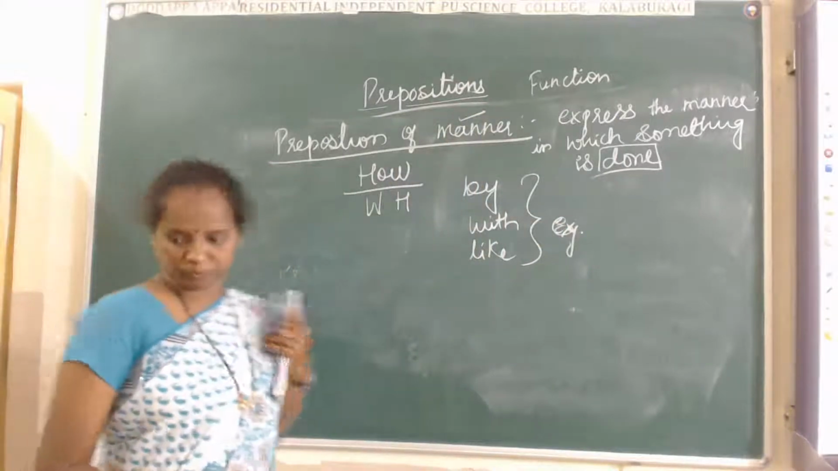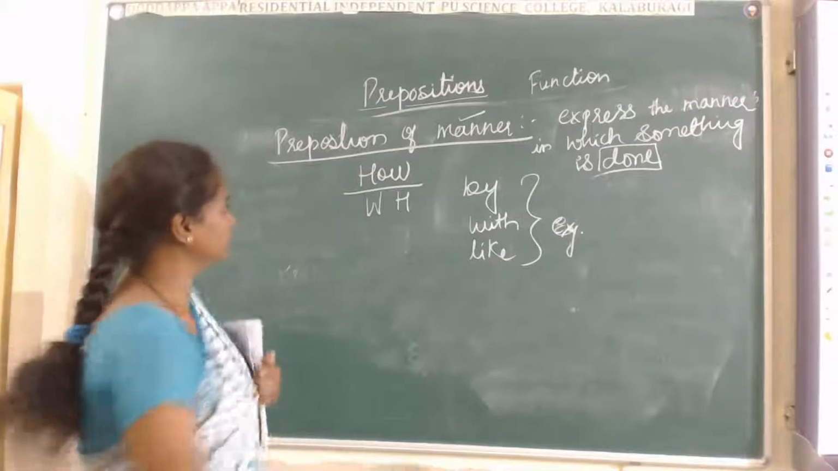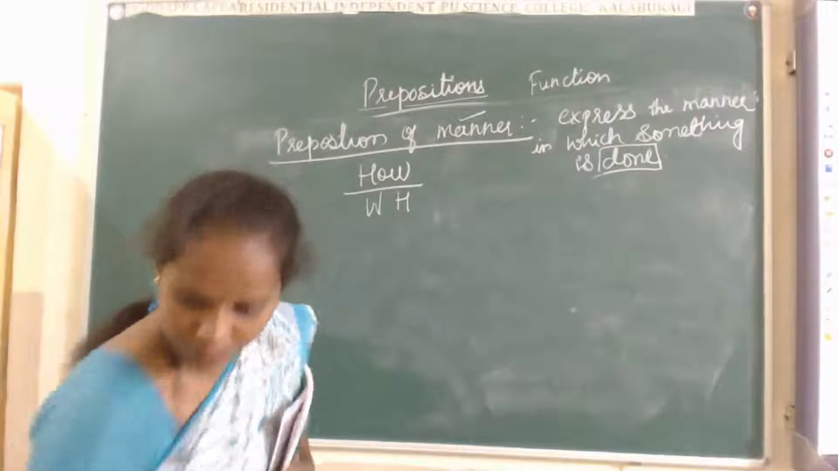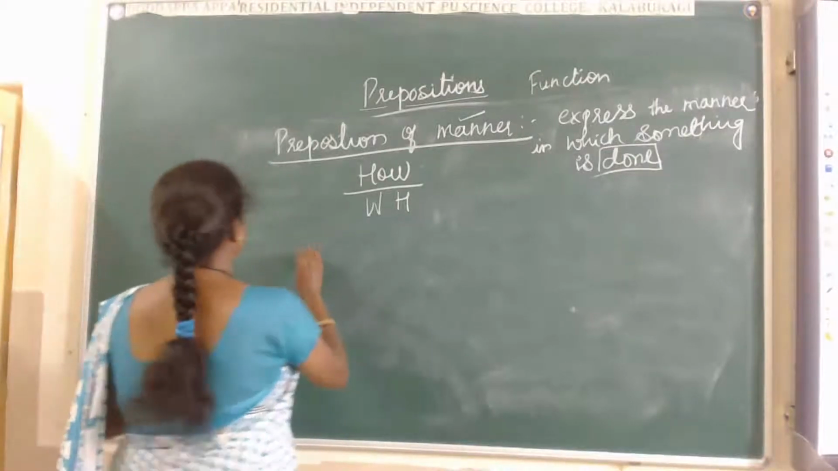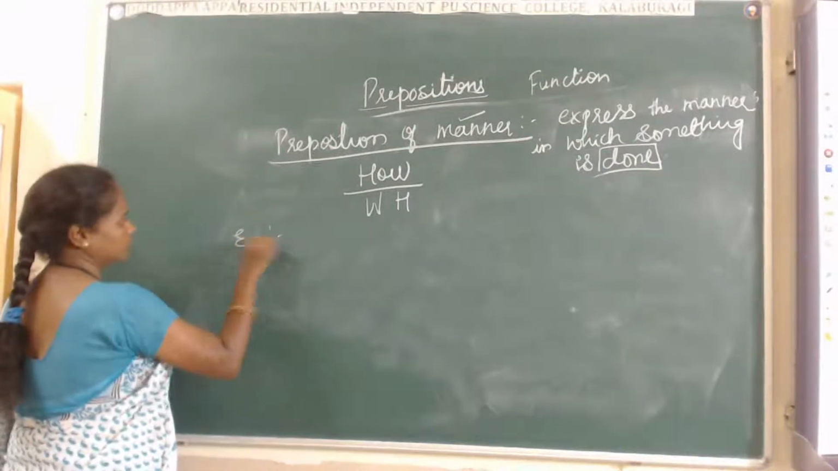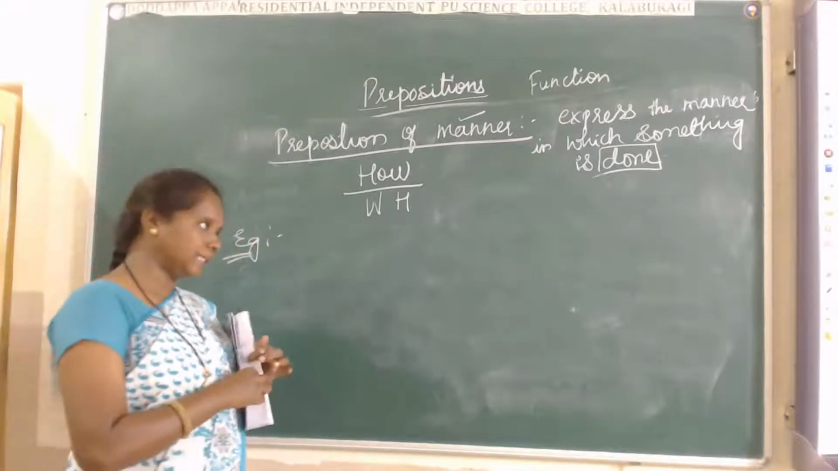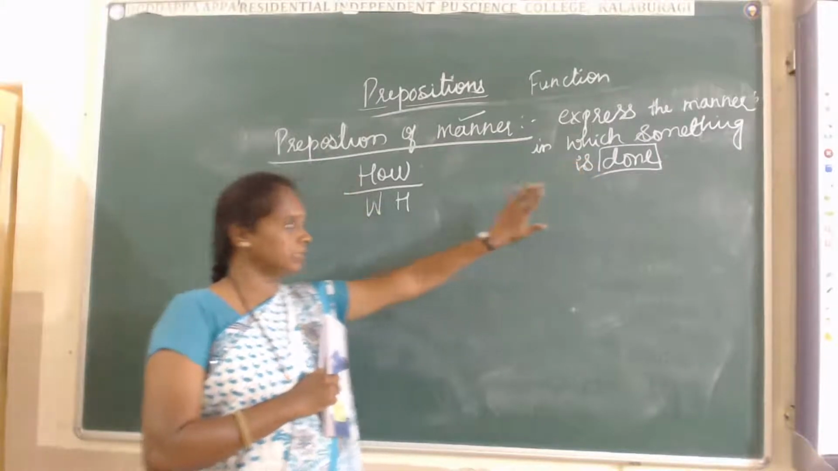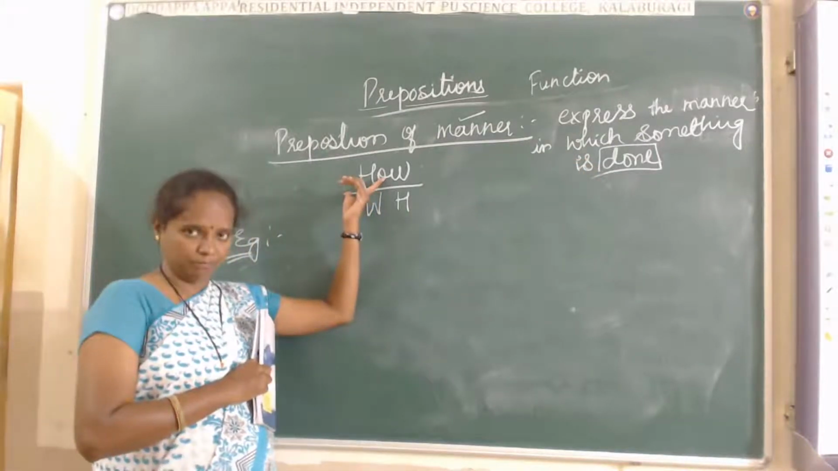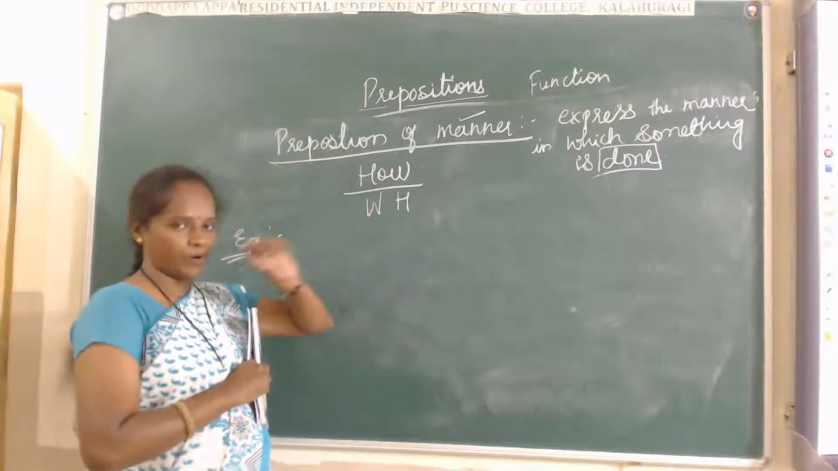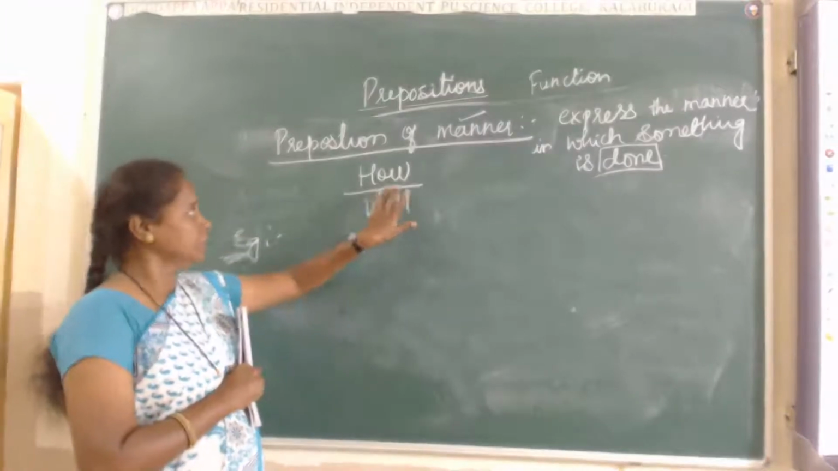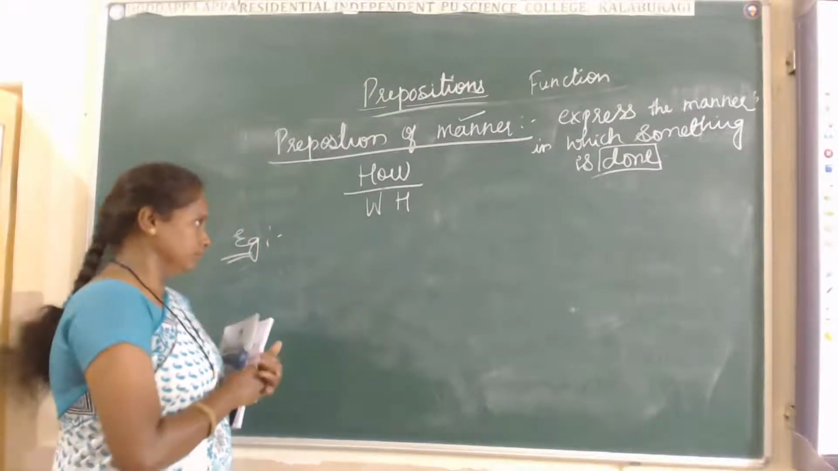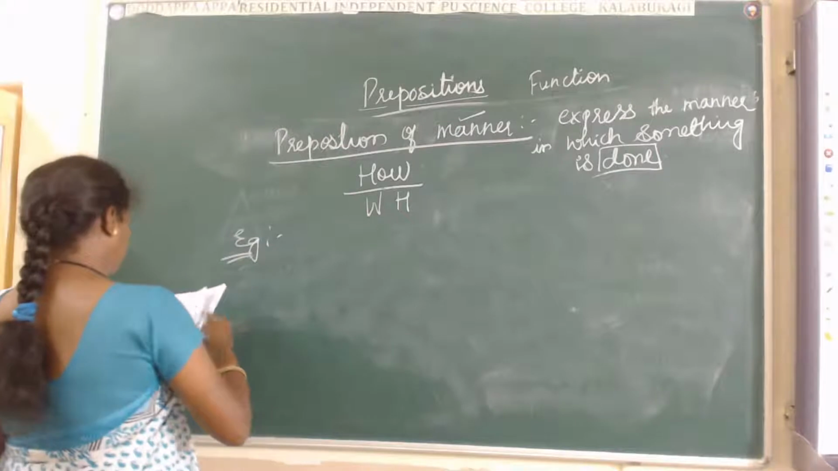I will tell you how. I told you just now, once again I will tell. The work is already done, the work is over. And if someone asks you a question using the WH word how, then we give the answer with the preposition.